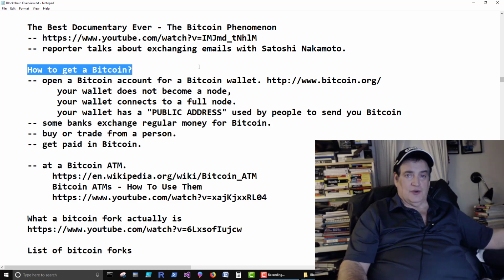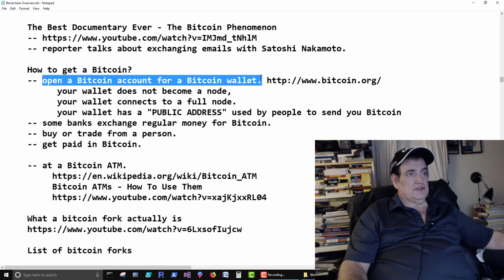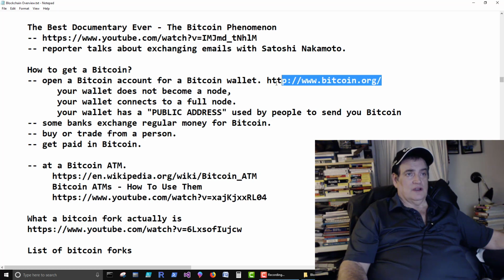How do you get Bitcoin to spend it, right? First thing you need to do is to download a wallet. You download a wallet onto your computer. You can put it on your phone or your iPad. Go to bitcoin.org. That would be the best place to start. That would be like the main site for this type of thing. There's many different types of wallets from what I've heard.